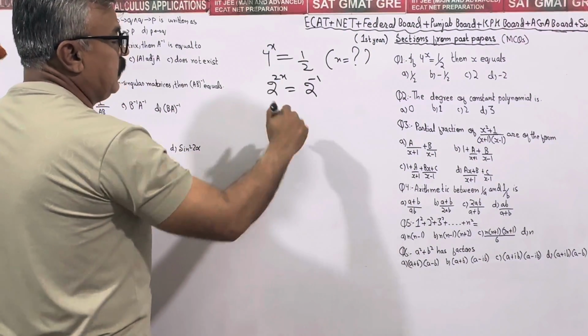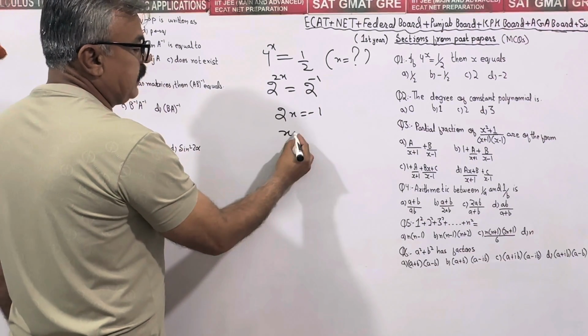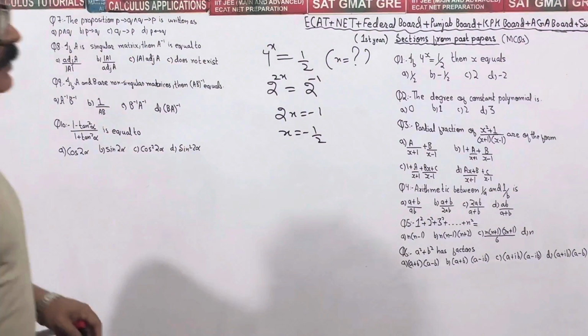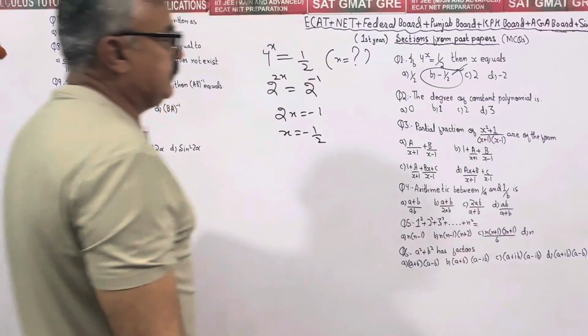Since the bases are equal, therefore the powers are equal. 2x is equal to minus 1. Solving, x is equal to minus 1 over 2. So our option number B is the right option in that case.